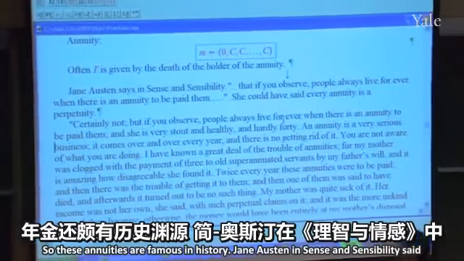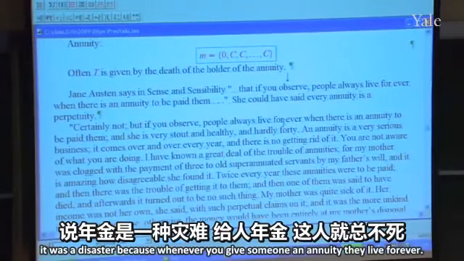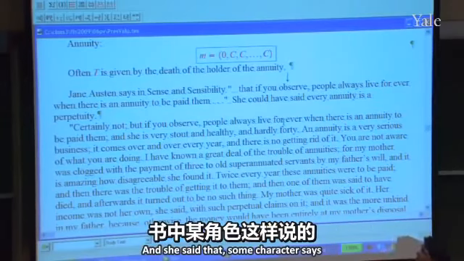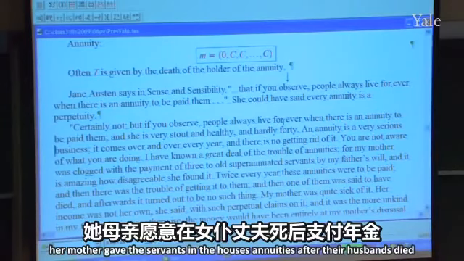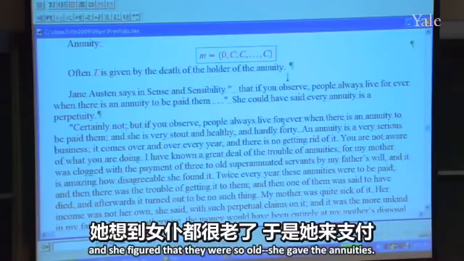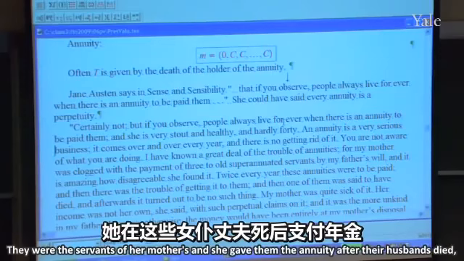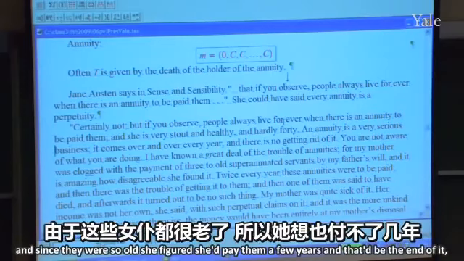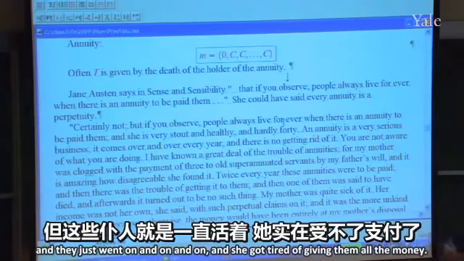Jane Austen, in Sense and Sensibility, said it was a disaster, because whenever you give someone an annuity, they live forever. Some character says her mother gave the servants in the houses annuities after their husbands died. She figured that they were so old, she'd pay them a few years and that'd be the end of it. And they just went on and on, and she got tired of giving them all the money.